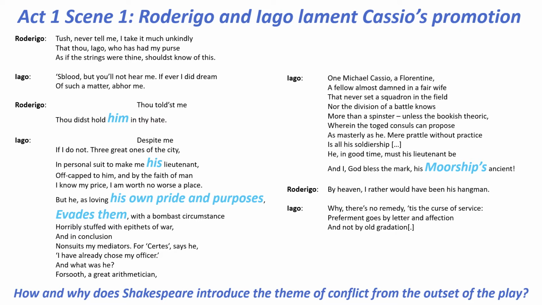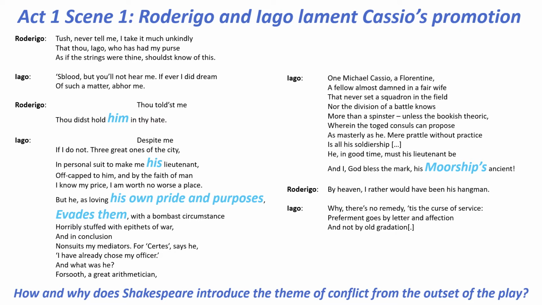Roderigo and Iago, when they say him and his, they're talking about Othello here. And it's quite noticeable in Act 1, Scene 1 that they don't give him a name. And this is part of the racism of the play, the fact that they reduce Othello to just a pronoun or just to his ethnicity. You can see there on the screen, they talk about Othello as being his moorship. And that's quite a mocking way of referring to the captain of the army. Referring to him by his ethnicity, and by adding that ship on the end of it creates a kind of mocking tone. And Iago says that Othello is full of pride and his own purposes.